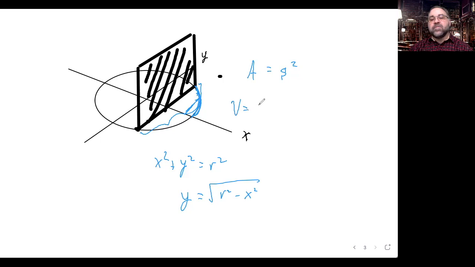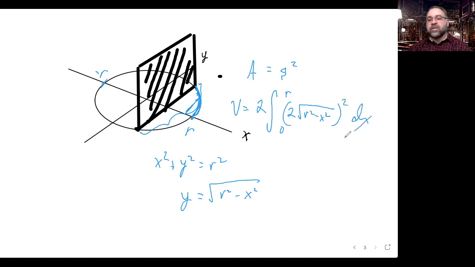I think you probably got a good lesson in use the symmetry of the circle last year, right? Because I could go from negative r here all the way out to positive r, but it's perfectly symmetrical. Just go from 0 to r and double it, multiply by 2. So there you go. Side length is 2 times the square root of r squared minus x squared. Square that, multiply by the width, dx, there you go, boom, parallel cross sections.